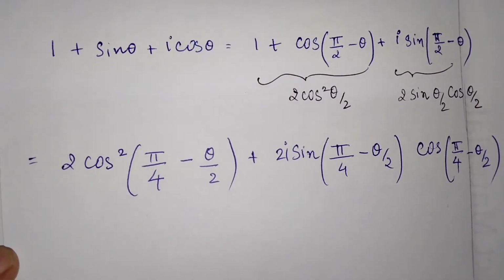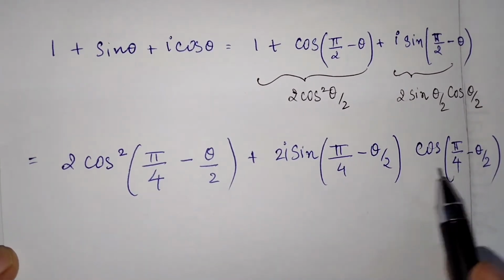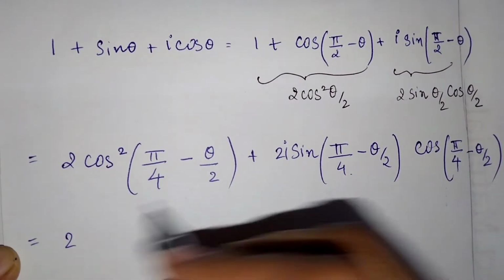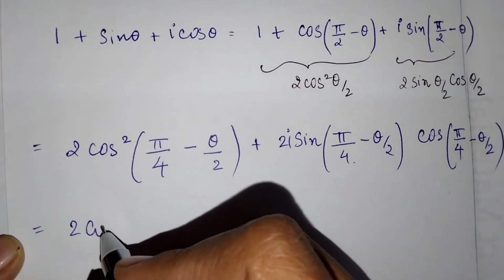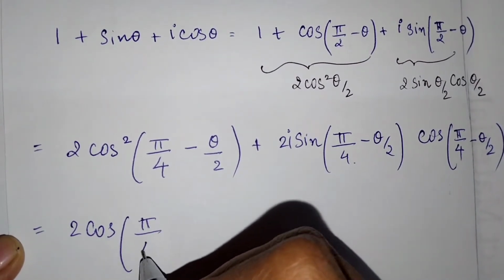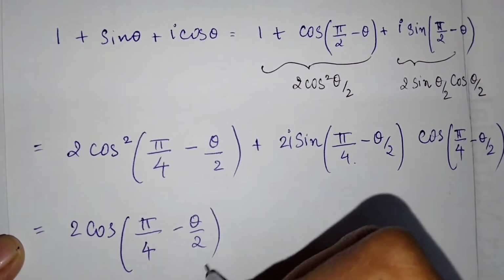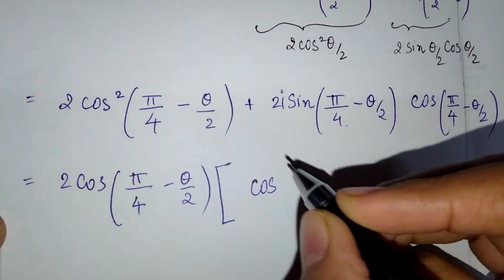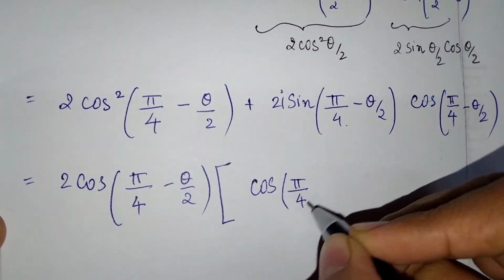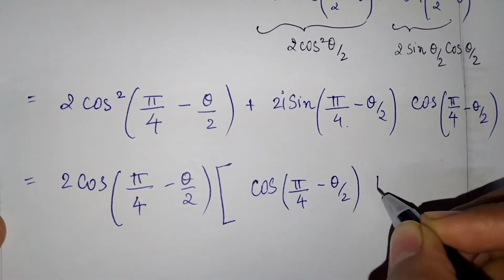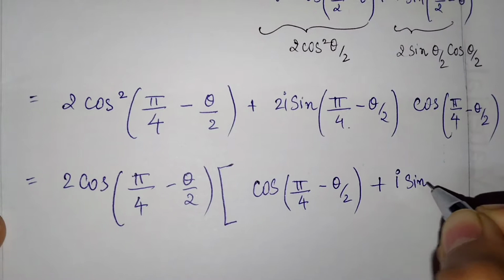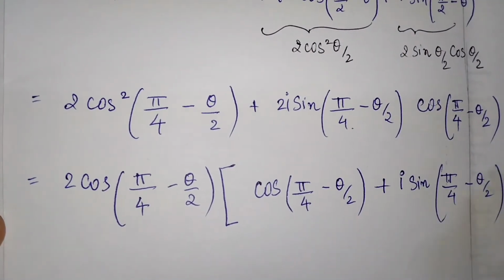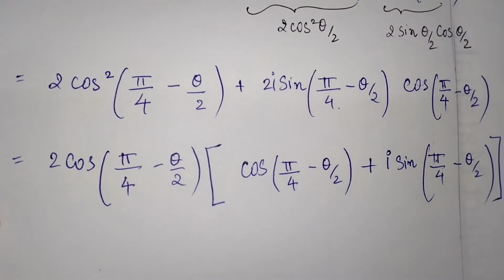Now if we take this cos term common from both these terms, we take 2 cos(pi/4 - theta/2) common, then one term will still remain: cos(pi/4 - theta/2) + i sin(pi/4 - theta/2).